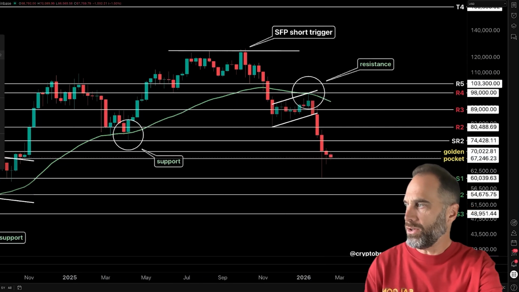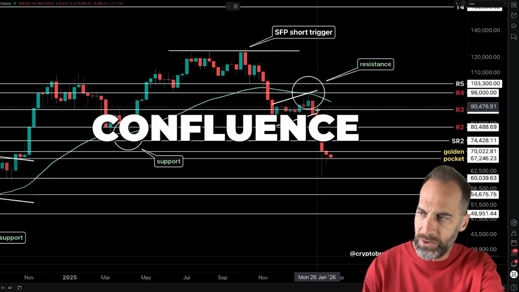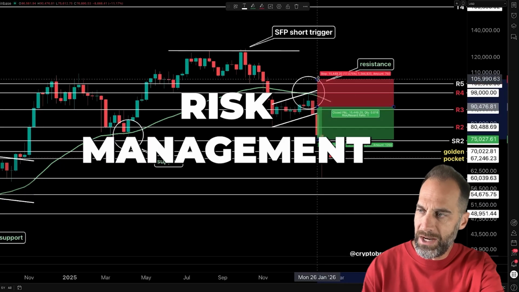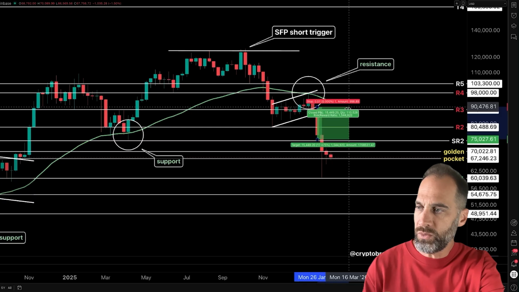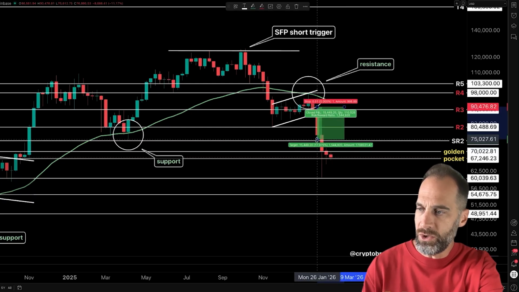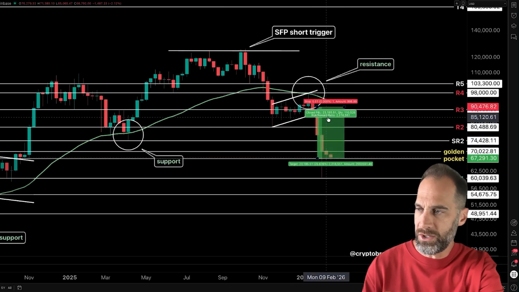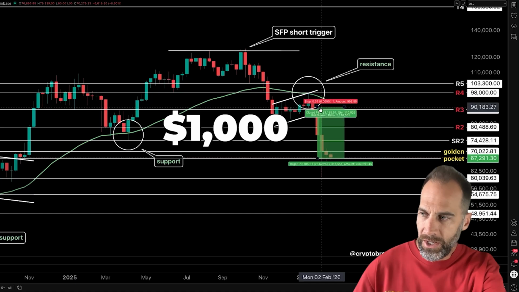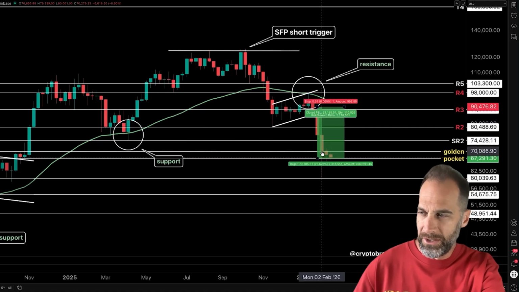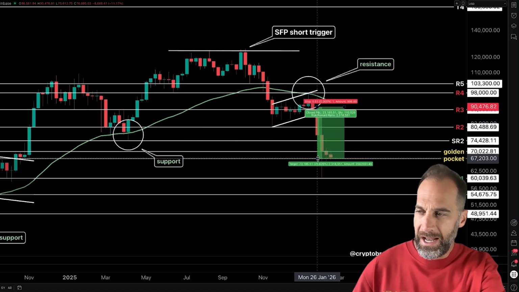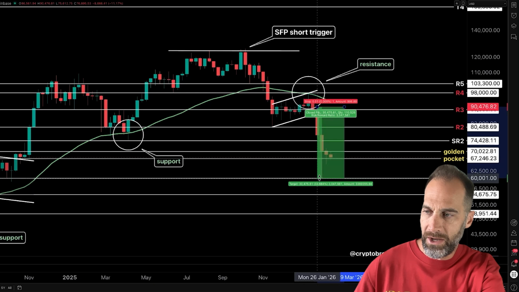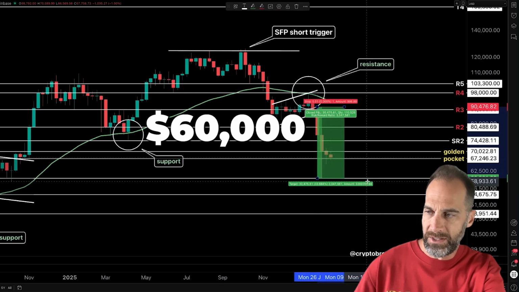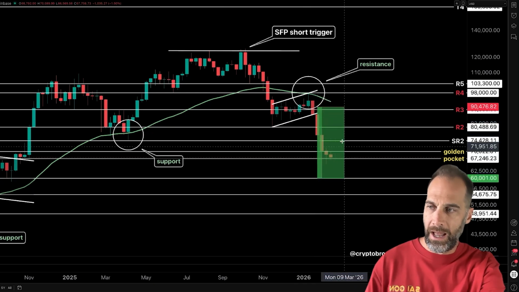Now, by the way, all these ideas are built around confluence, and they're built around risk management and around putting the probabilities in your favor. You want your risk to be very small and you want your reward to be large. So the risk was about $1,000 and the reward, of course, was a breakdown here, which actually was quite a move. I did close this one early as well in the golden pocket, anticipating a bounce. And instead, what happened, it broke all the way down to the 786 here at 60K. All right. And that can tend to happen sometimes.